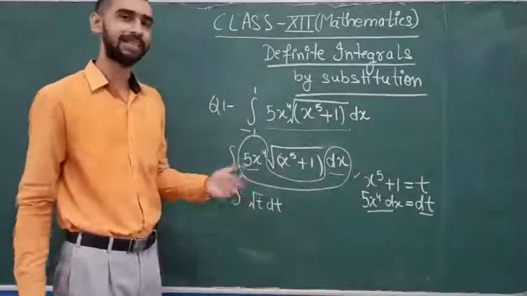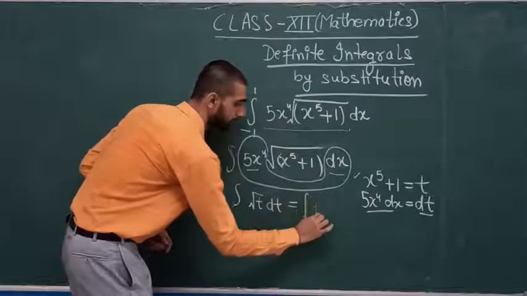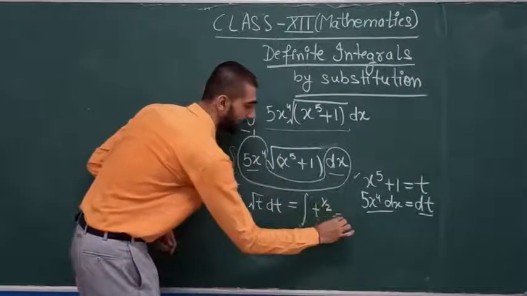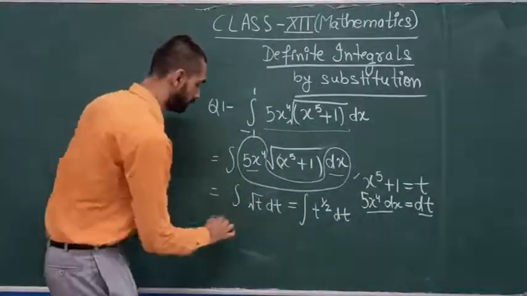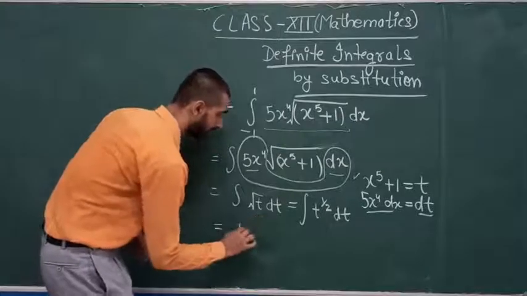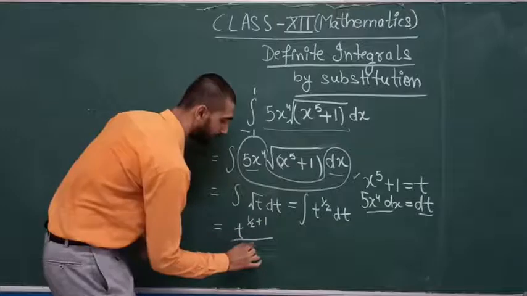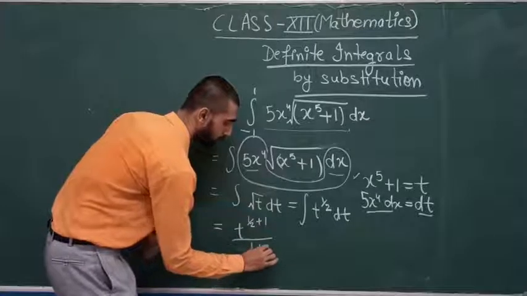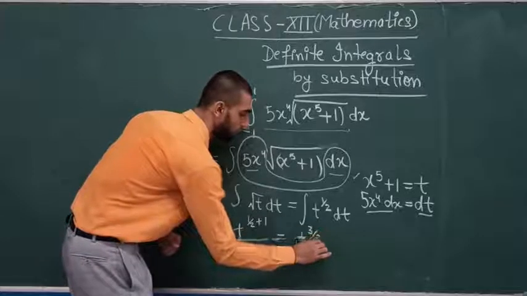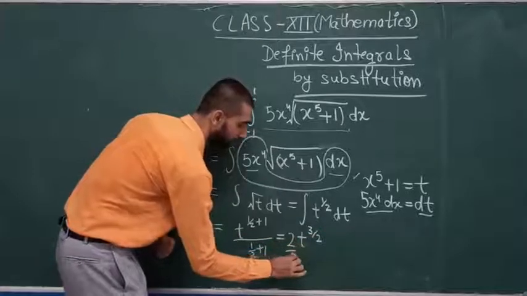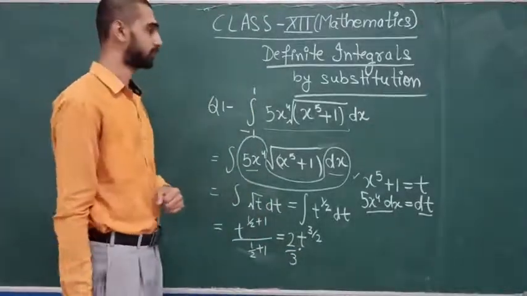Now I can easily integrate this. How? I will write it as t to the power 1 by 2 dt. We know how to integrate such problems. I will take t to the power 1 by 2 plus 1, divided by 1 by 2 plus 1. It will give me t to the power 3 by 2 multiplied by 2 by 3. This is the value of my integration.